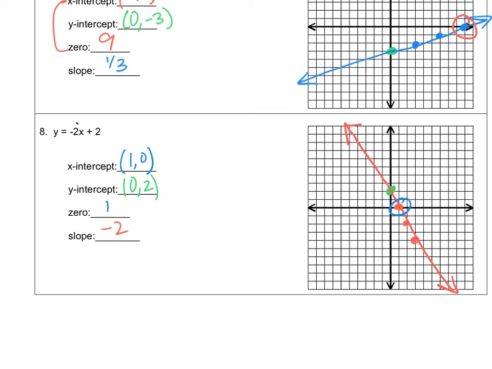Remember, if you have a slope that is a whole number, like -2, whole numbers are always over 1. So even if you can't see it, it is there, and you need to make sure to include it.